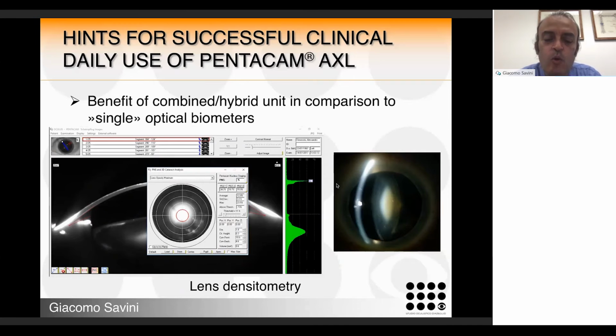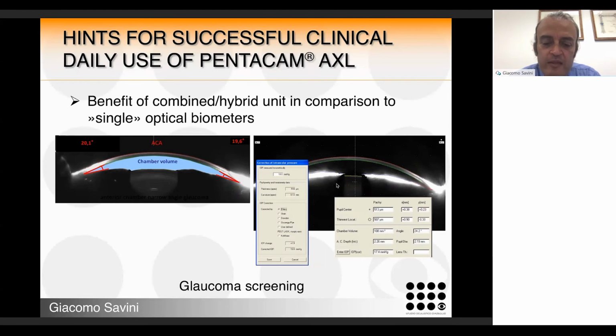You can quantify the lens densitometry. This is useful for many reasons. You can have a look at all the glaucoma screening with the ACD, volume of the anterior chamber. You can measure the angle of the anterior chamber, a lot of information about pachymetry and so on.